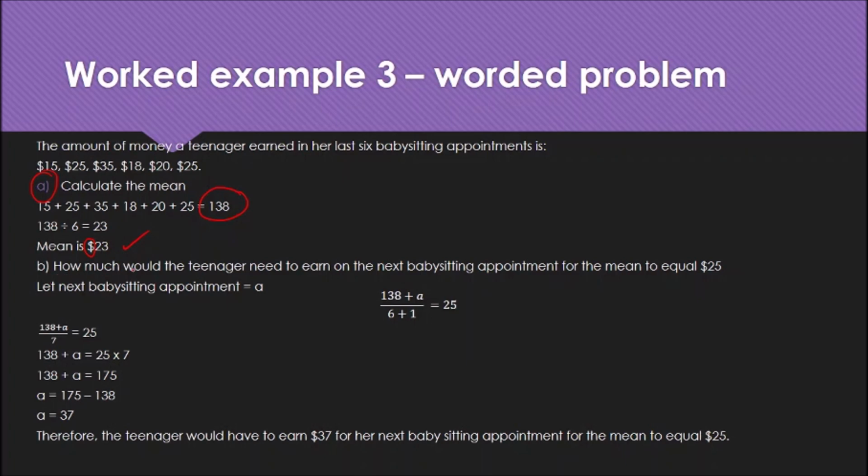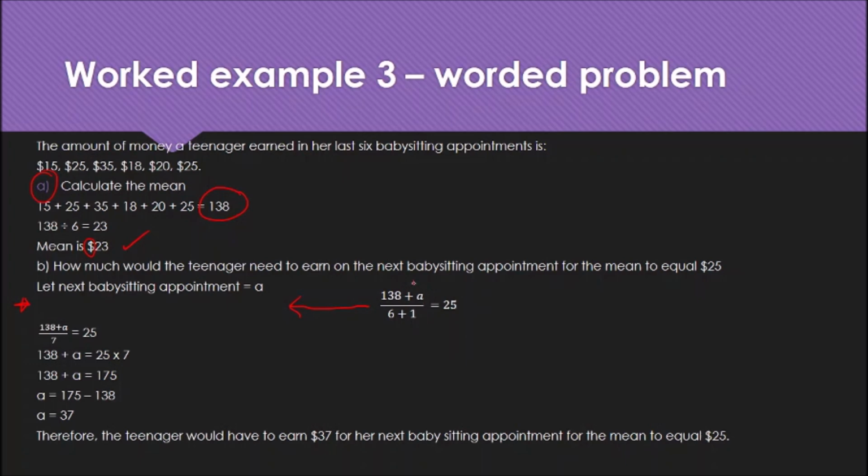So part B, how much would the teenager need to earn on the next babysitting appointment for the mean to equal $25? Let the babysitting appointment equal A, and I've just let it equal anything. You could honestly have given it X or B or M, anything. I've just given A. So this was actually meant to be all the way over here, but I had a bit of difficulties. So this fraction here is how you work it out.